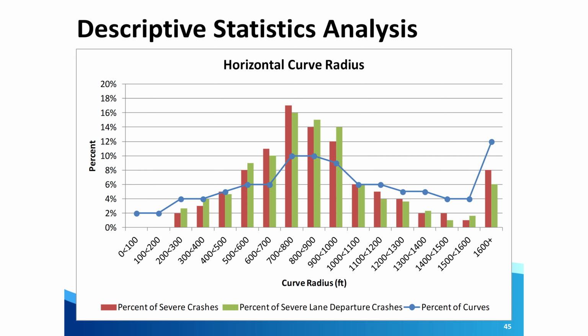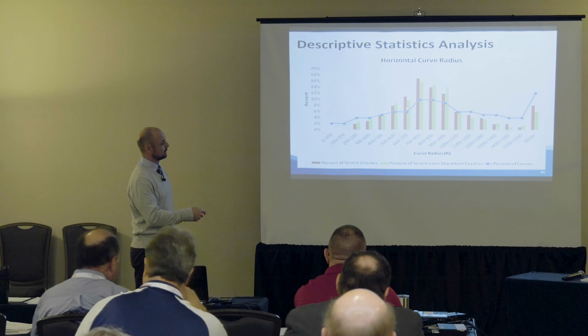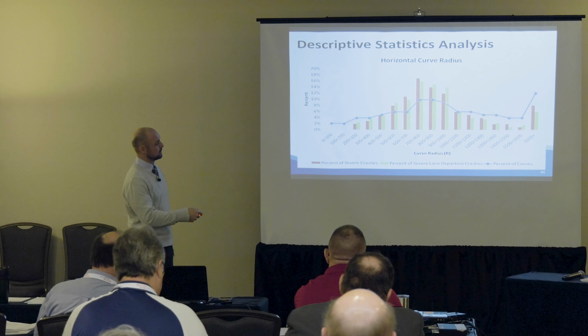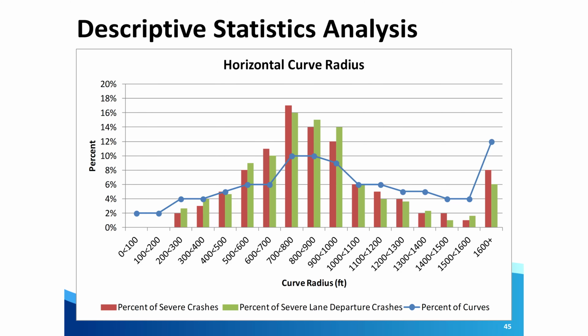So those crashes are overrepresented because the percent of crashes is higher than the percentage of curves with that particular characteristic. So what we're looking for in these types of charts is anywhere the percent of crashes is greater than the percentage of the curves. And in this case, we would say that between 500 feet and 1,000 feet, those are our curves that are indicating an increased risk of these roadway departure or lane departure crashes.